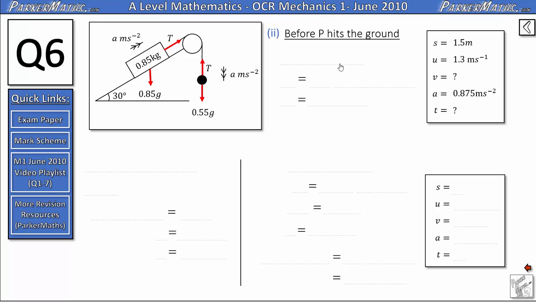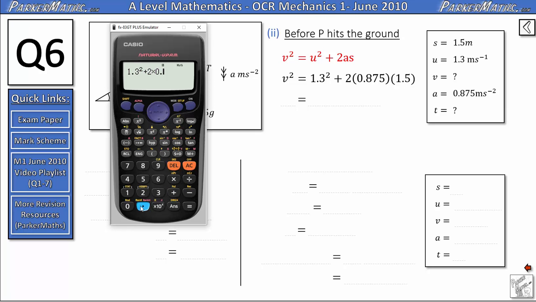So to do that, I'm going to use my SUVAT equations. The one I want is v squared equals u squared plus 2as. So substituting in my values, I get v squared equals 1.3 squared plus 2 lots of 1.5 times 0.875. And that gives us v squared is 4.315. So to get v, we just need to square root our answer, and we get 2.077 and so on. As we're going to use this value later, we'll store it in our calculator as D.